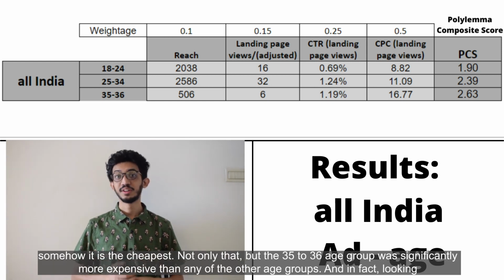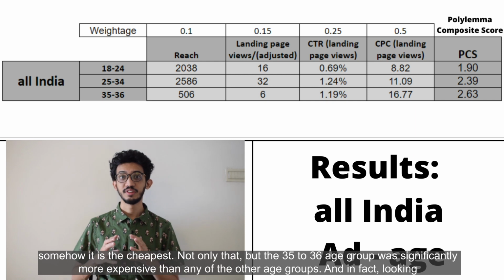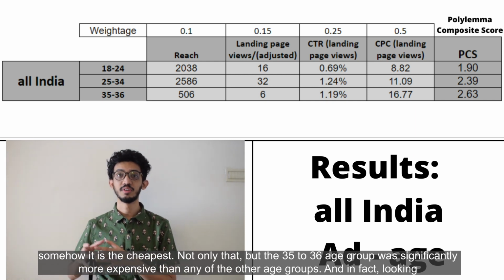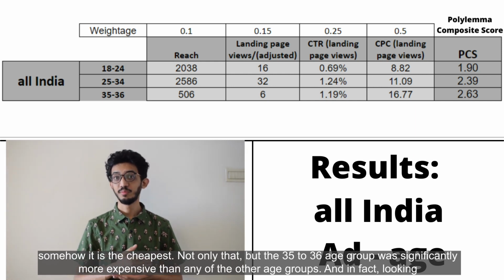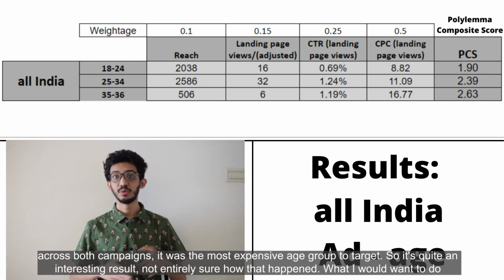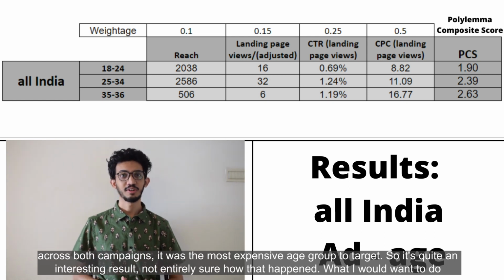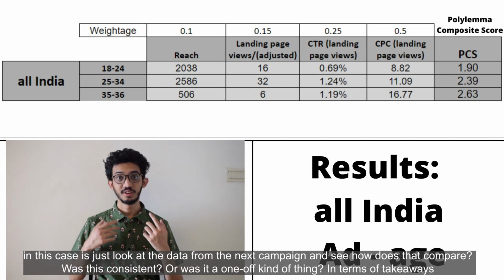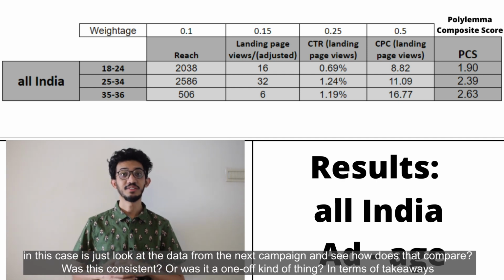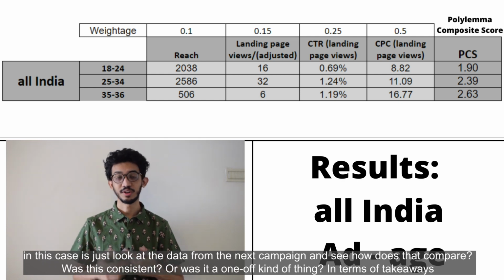Not only that, but the 35 to 36 age group actually was significantly more expensive than any of the other age groups. And in fact, looking across both campaigns, it was the most expensive age group to target. So it's quite an interesting result. Not entirely sure how that happened. What I would really want to do in this case is just look at the data from the next campaign and see how that compares. Was this consistent, or was it a one-off thing?